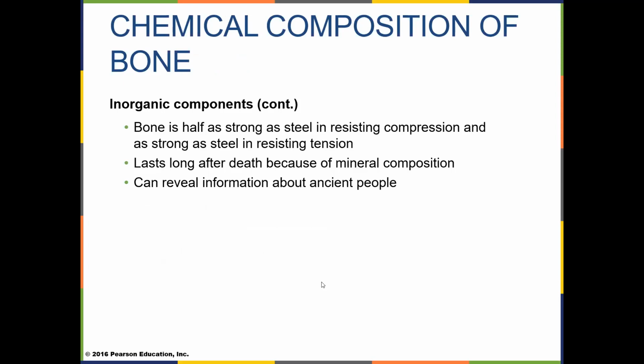As they say here, bone is half as strong as steel in resisting compression, being force applied to it that's compressing against the bone. So it's very strong. And it's as strong as steel in resisting tension, twisting, and turning. So it takes a lot to cause a fracture. The makeup of our bone, though, tells us an awful lot about an individual.